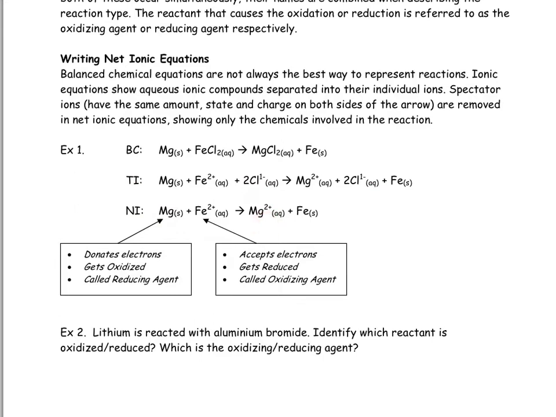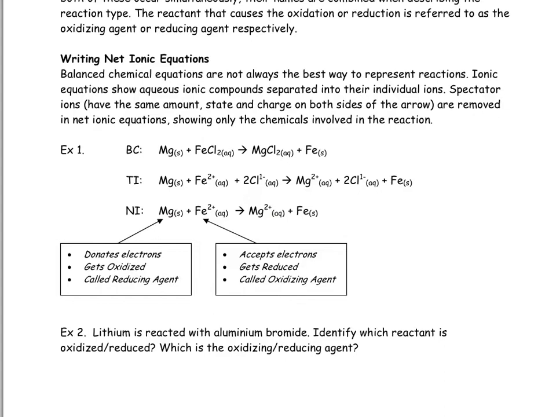In order for that to happen, the magnesium must have lost 2 electrons. I have an Fe2+ changing into an iron solid. That means that iron ion gained 2 electrons to become a neutral atom. Therefore, the magnesium must have transferred 2 electrons to iron.